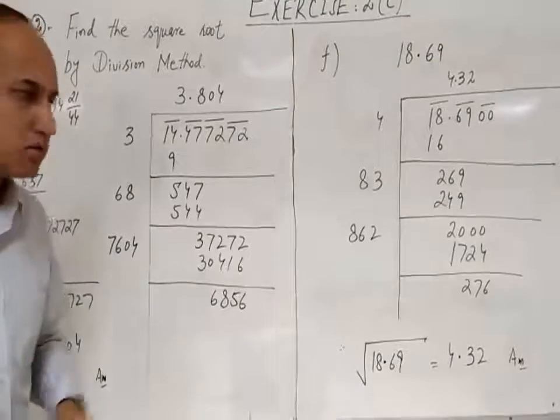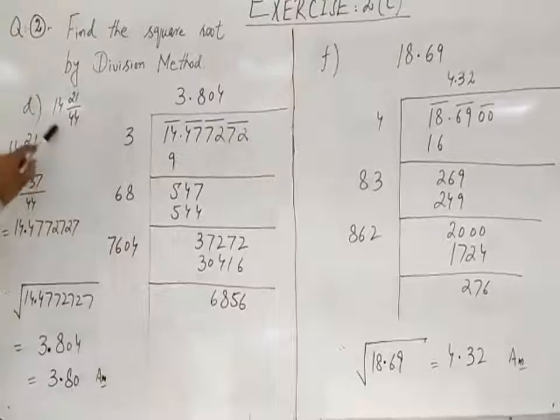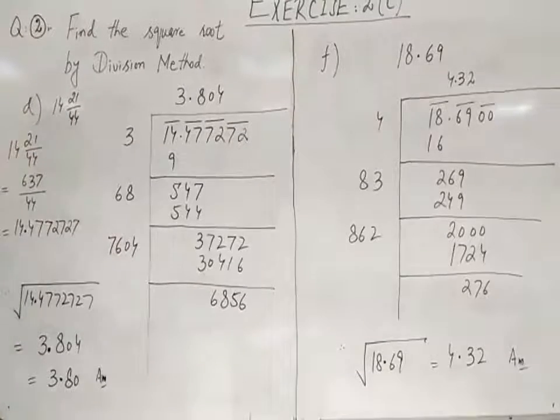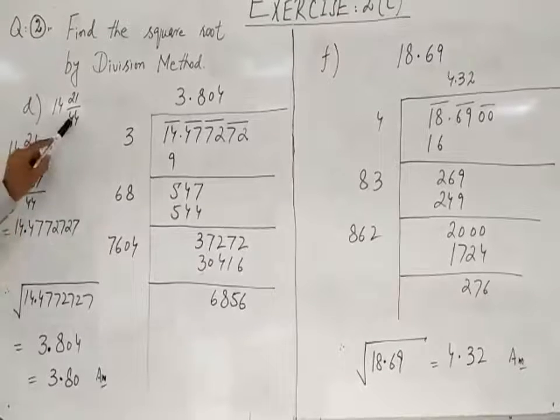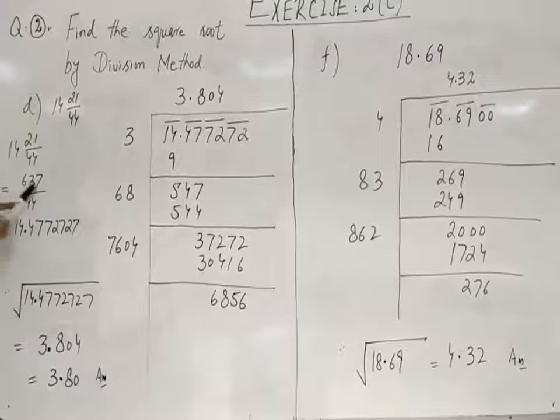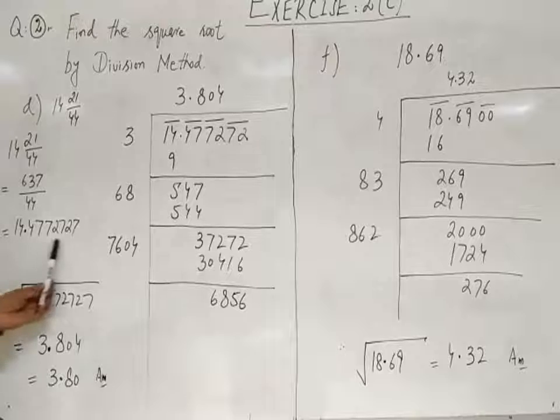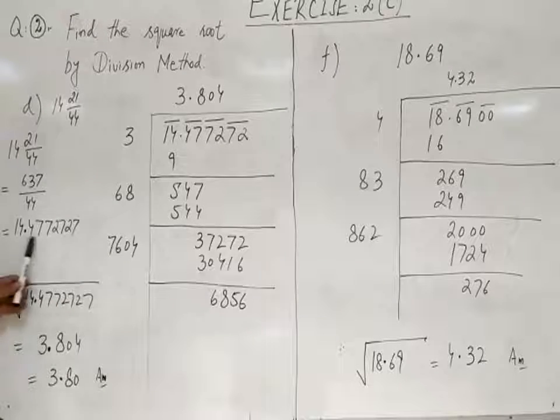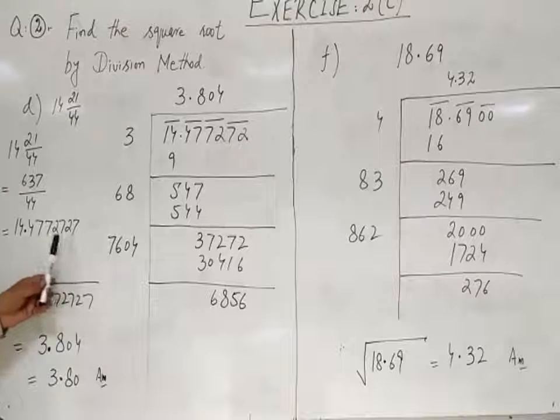In part B, we are given a number in this form. First of all, we convert this into the form 637 over 44 by multiplying this by this number and then add this number. We get 637 by 44. When we divide this by 44, we get a number in the decimal form. Now we have to find the square root of this number, which is equivalent to this. So we find the square root of this number.